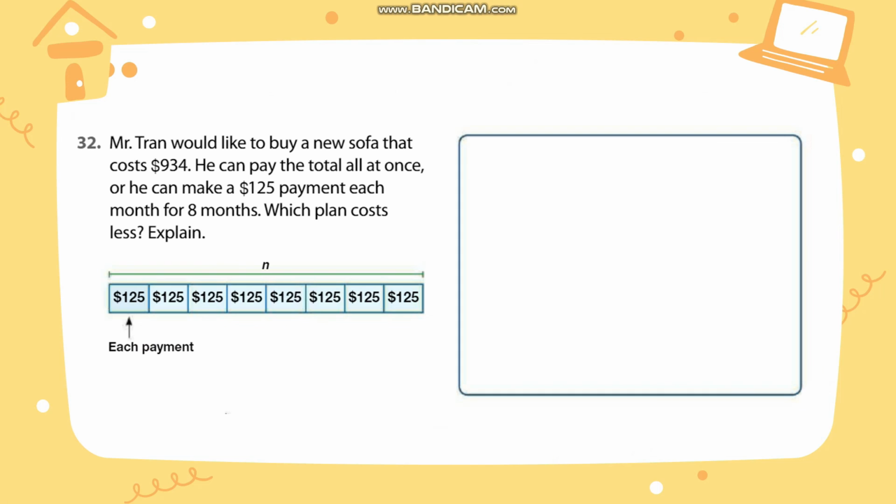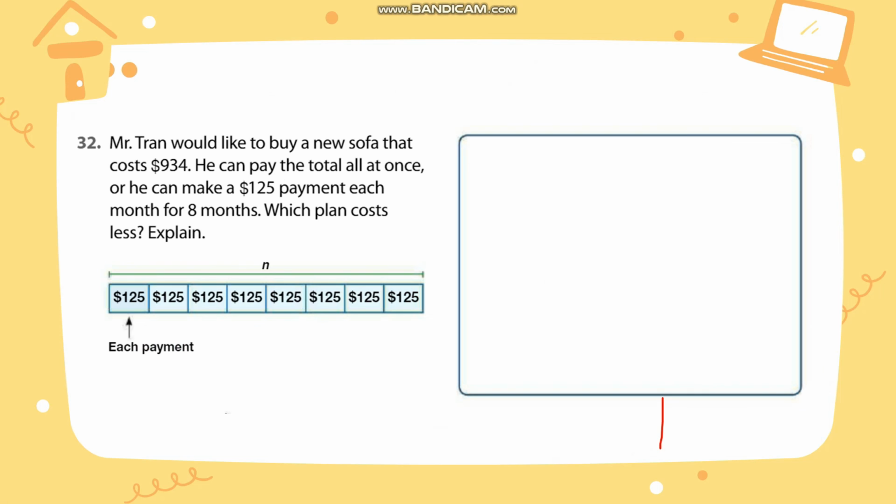Mr. Tan would like to buy a new sofa that costs $934. He can pay the total all at once, or he can make a $125 payment each month for 8 months. So which plan costs less? Explain. So we need to multiply 125 multiplied by 8.